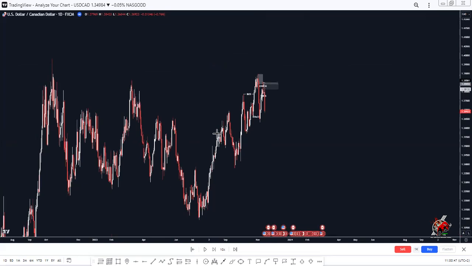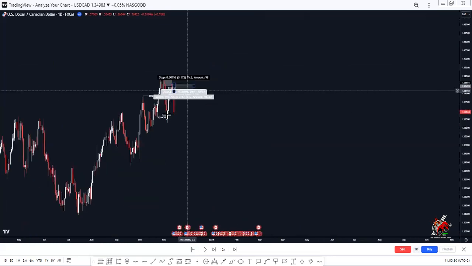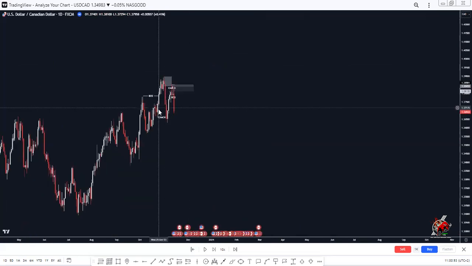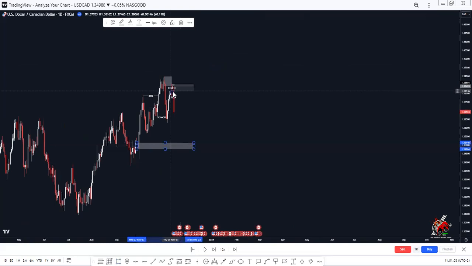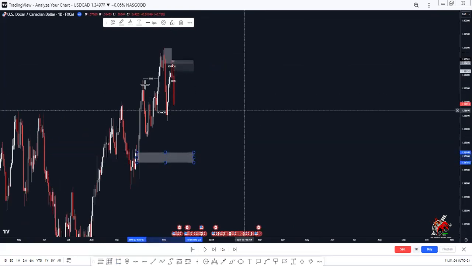Remember, we had our breakout structure, right? We were targeting this order block which failed, and now our target will be this one because we flipped, right? We flipped. Our target will be here. Let me zoom in.